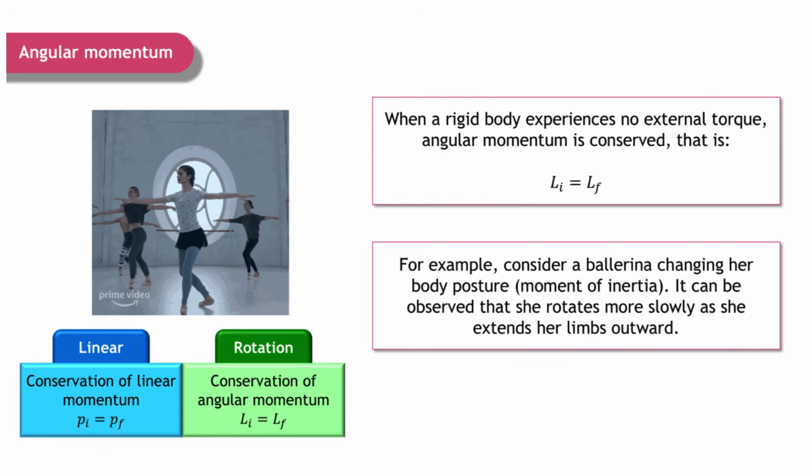Just as linear momentum is conserved, angular momentum is also conserved when there is no external torque acting on the system. This means that if the moment of inertia changes, the angular speed must change to keep the angular momentum constant. A familiar example is a ballerina. When she stretches her arms outward, her moment of inertia increases, so she spins more slowly. When she pulls her arms inward, her moment of inertia decreases, causing her to spin much faster. This is a classic demonstration of the conservation of angular momentum.